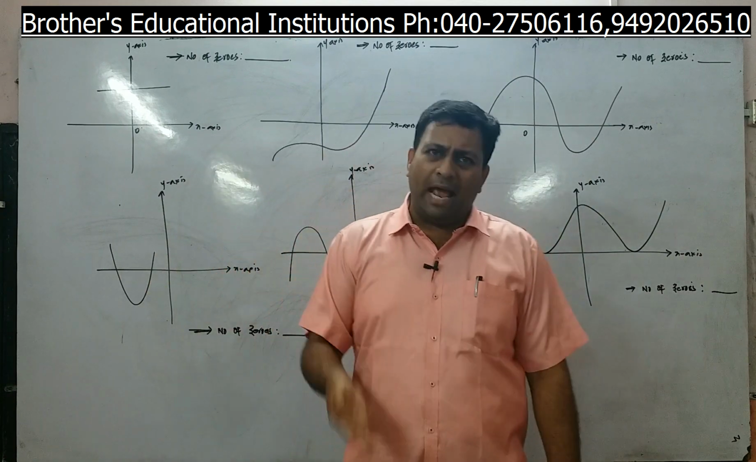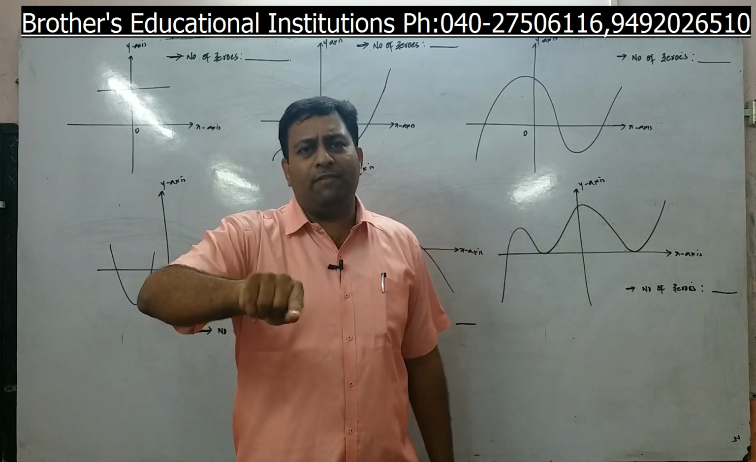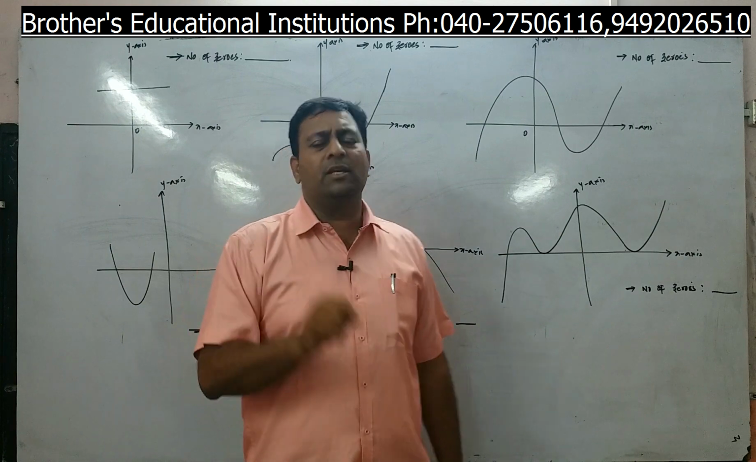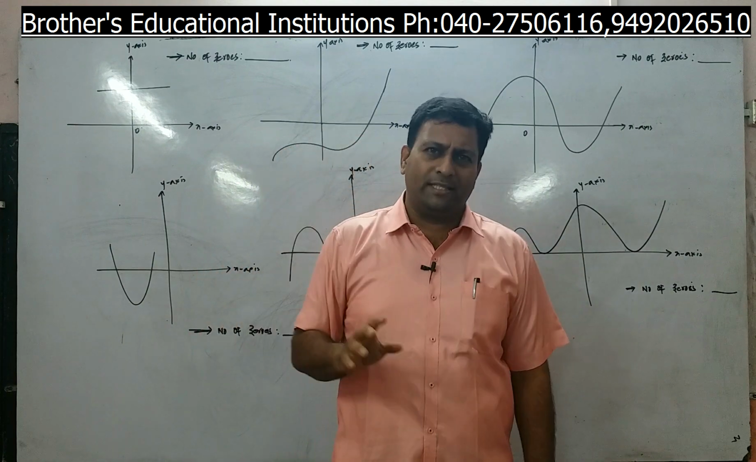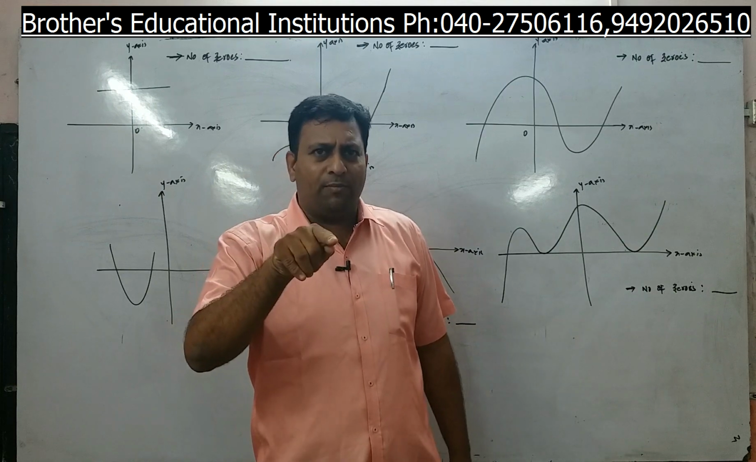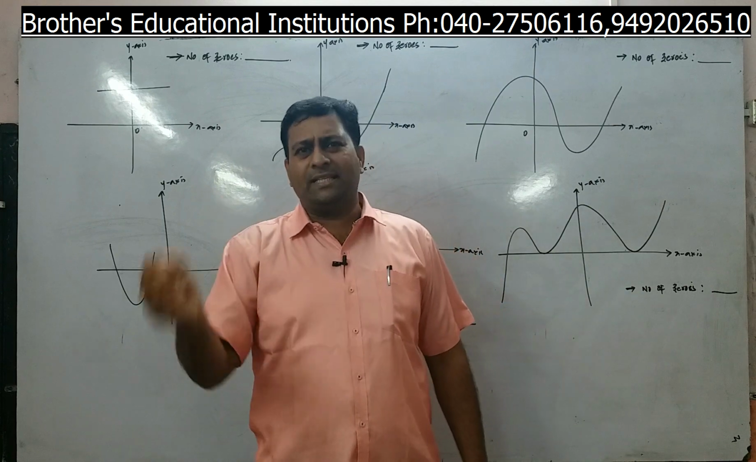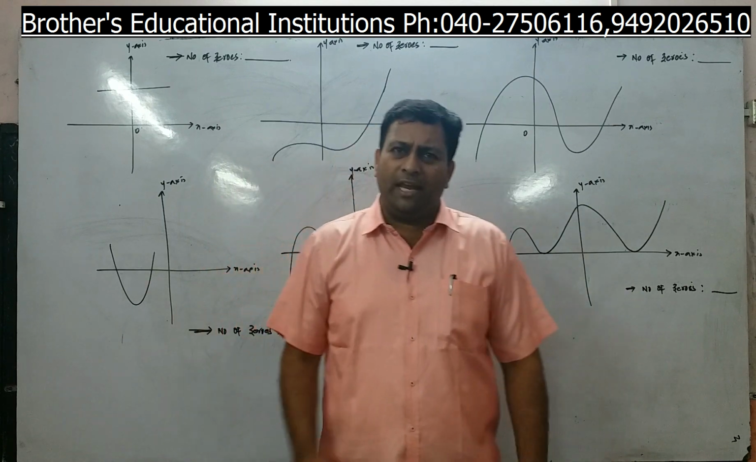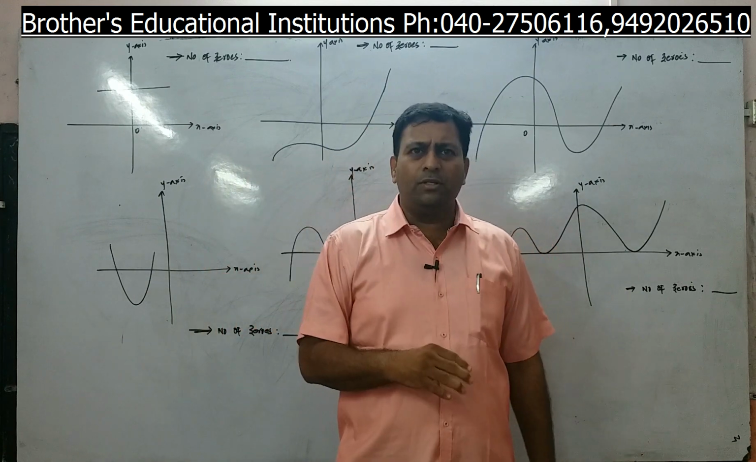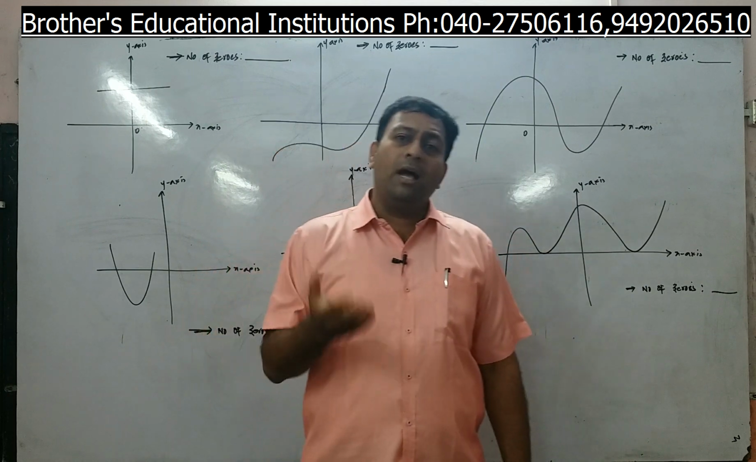And when you deal with graphs, the zero of a polynomial is nothing but the point where the graph touches or cuts the x-axis, right? The zero of a polynomial is nothing but the value of x where the graph touches or cuts the x-axis. Now on the back side of the screen I have taken a few examples to make you understand how many zeros there are for a given graph.